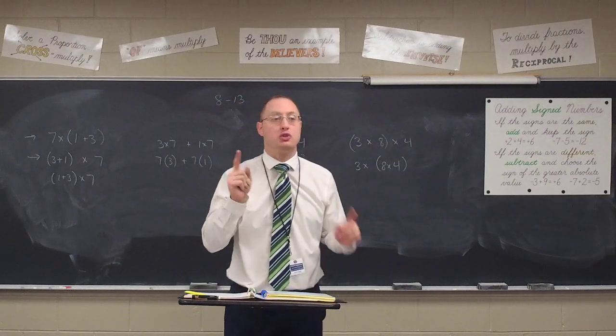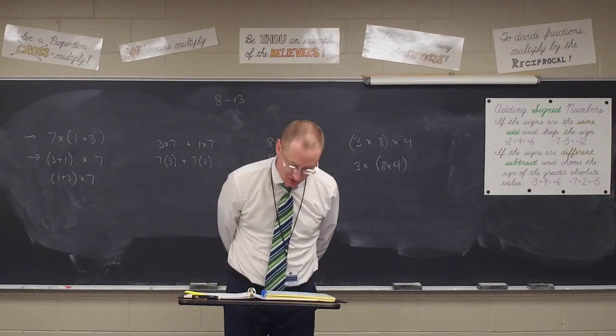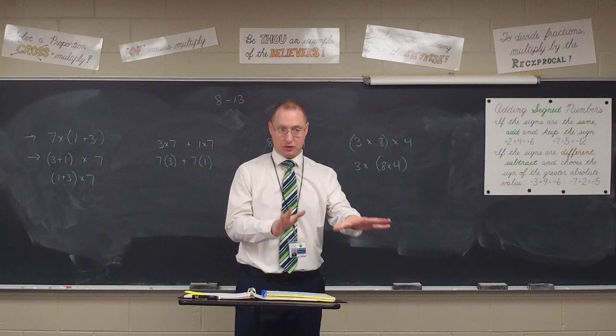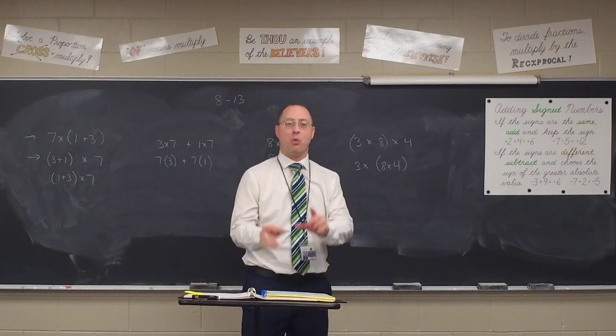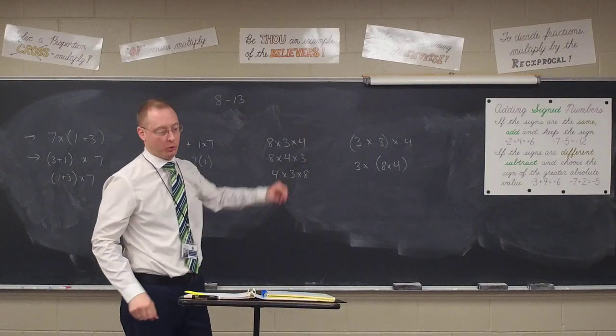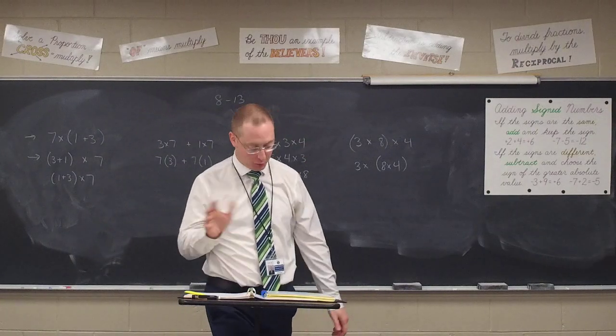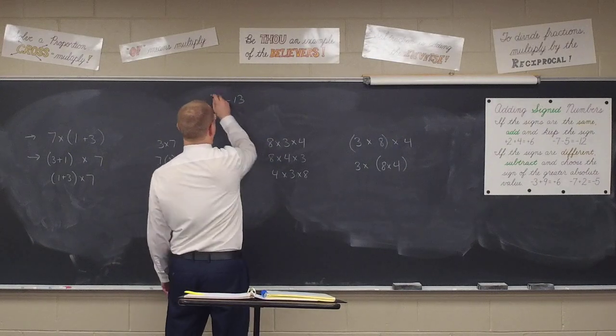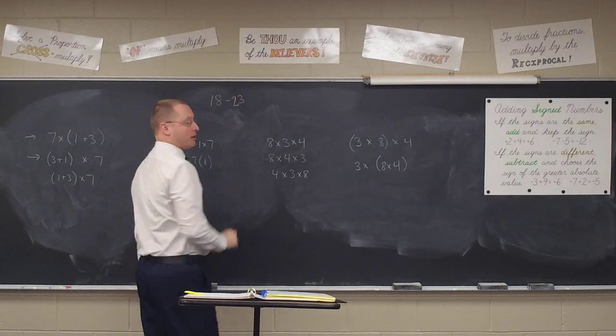Now again, you don't ask yourself whether the signs are the same or different when you first see it. You make it adding the inverse first. Then, once you've added the inverse, now you're adding signed numbers, and now you apply the rule. Do numbers 18 to 23 either with or without the number line.